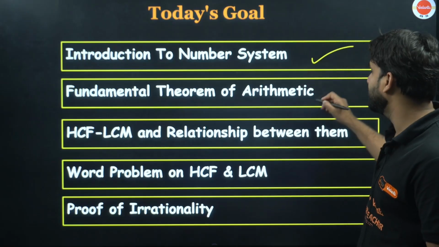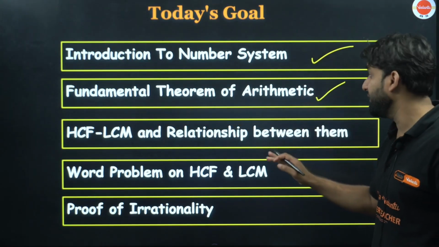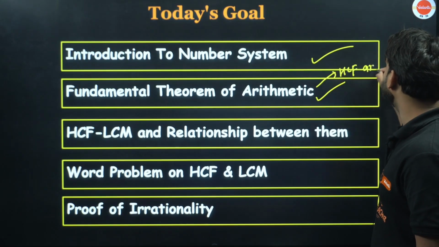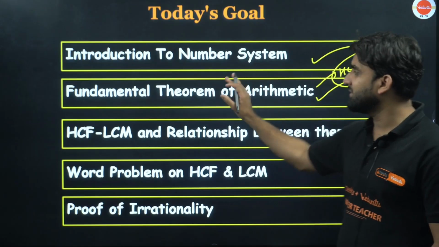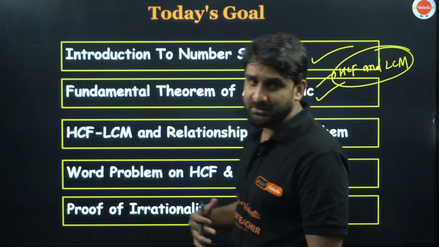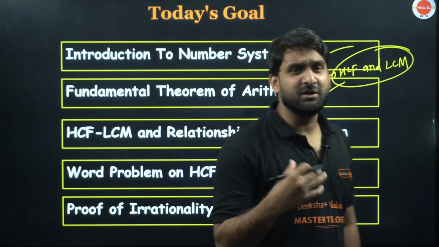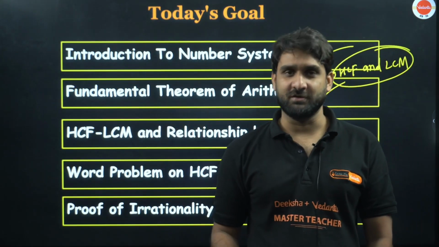So in short, it is also called FTA, fundamental theorem of arithmetic, which is very important to calculate HCF and LCM. So this is very important. Once you understand the concept of fundamental theorem of arithmetic, you guys will be able to write the prime factors. You can represent any integer, any number in the form of the product of its prime factors, right?